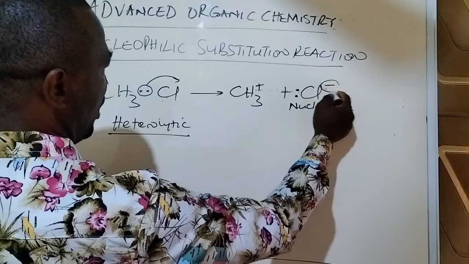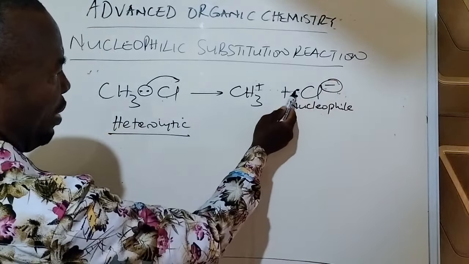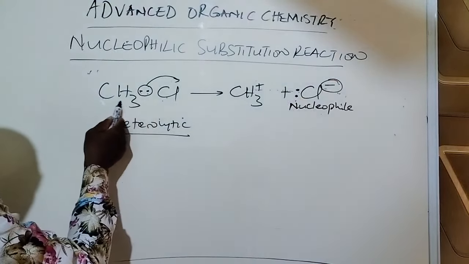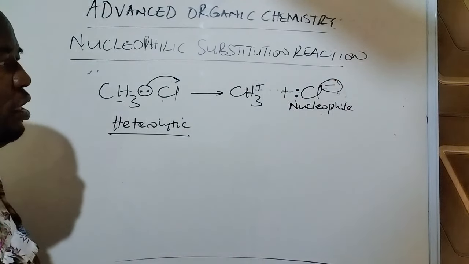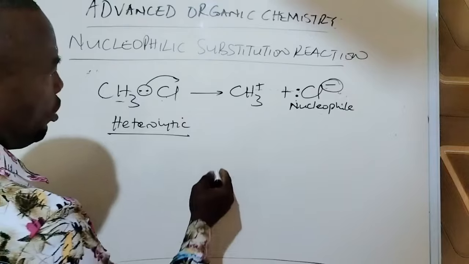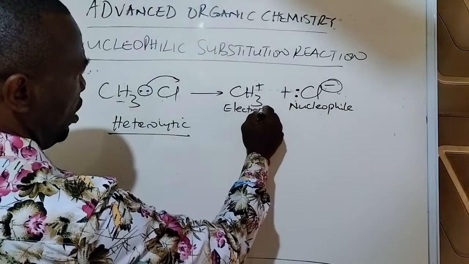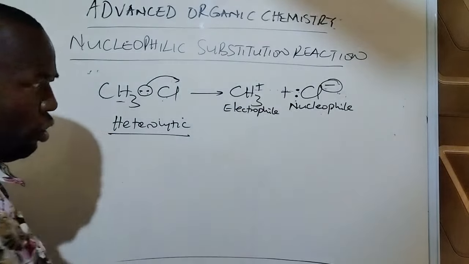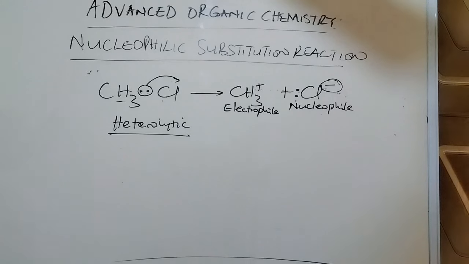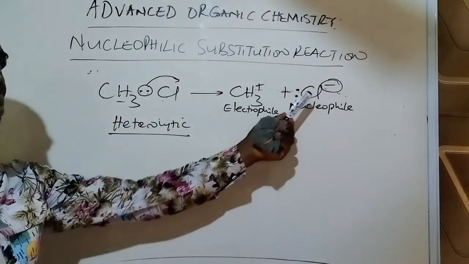That is why it's negatively charged. It pulls away the electron it shares with this methyl group, while the methyl group, which lost the electron, is called an electrophile or a carbocation. So how are nucleophiles generated? Nucleophiles are normally electron-rich species, like for example this.